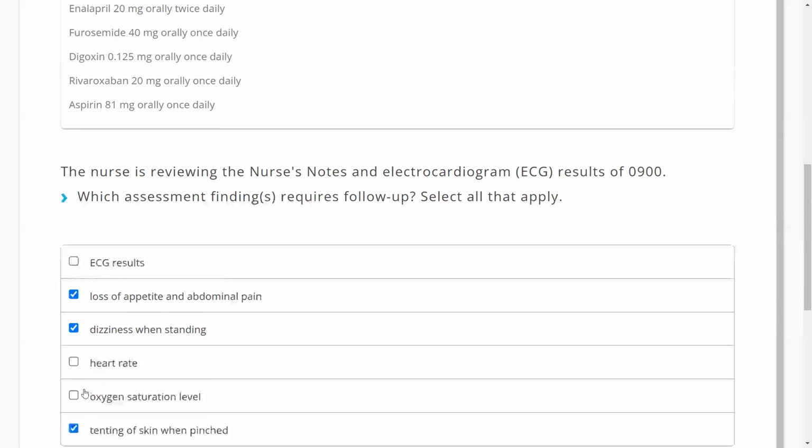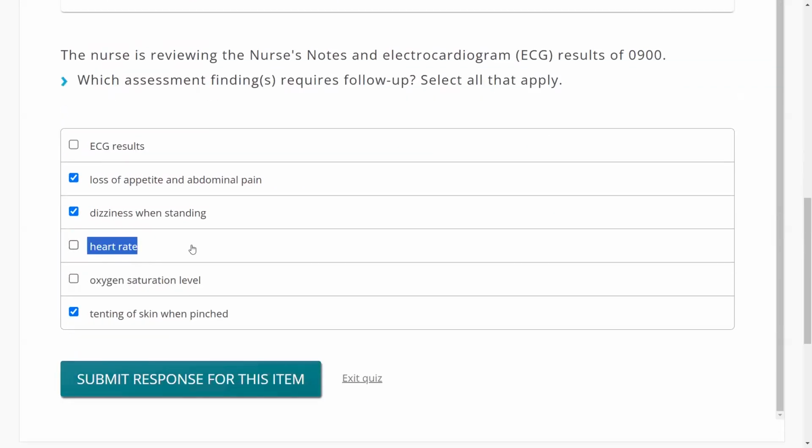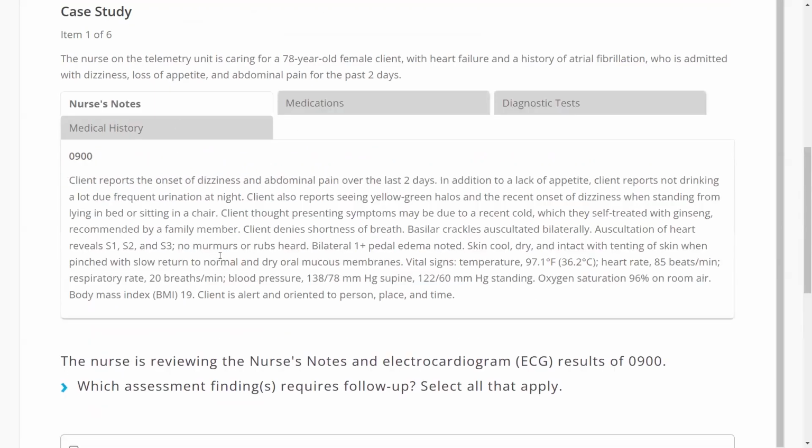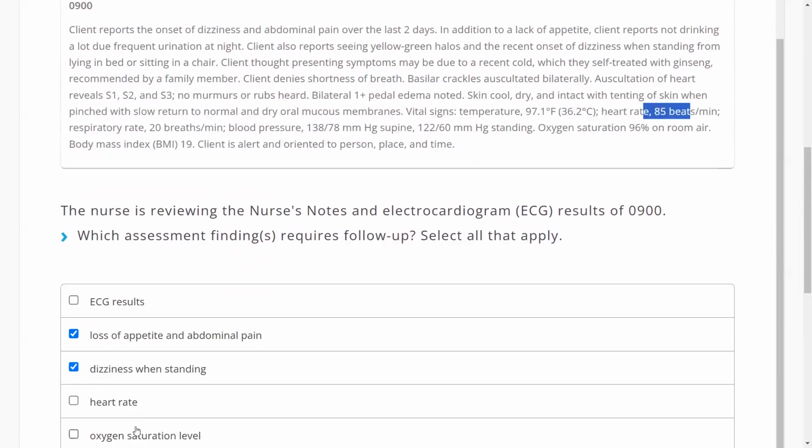All right. So the rest of the things that were there, the heart rate, let's look. Was there evidence that we needed to follow up there? No. Heart rate was great, 85. So was her oxygen sat at 96%. No abnormality there. And the EKG was normal.